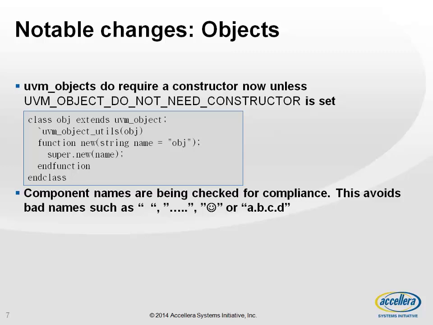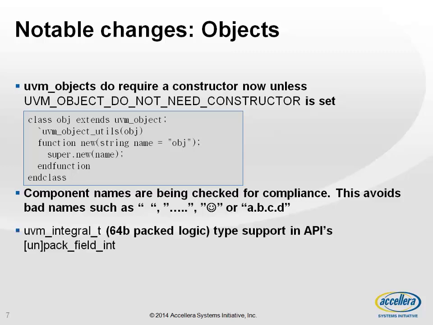So all of that now leads to a warning. You shouldn't be using that stuff. So far, it was only a recommendation how names should be constructed. This is now being checked. It's not enforced, but it's being checked. However, you're even allowed to make company rules and constrain it further. If you have your own rules for how names should be constructed, you can do that. You can enforce it. We also added a new type, uvm_integral_t, which is a 64-bit packed logic.